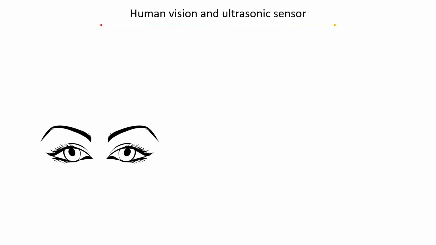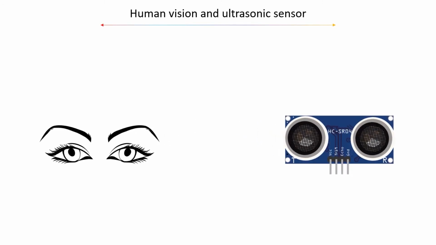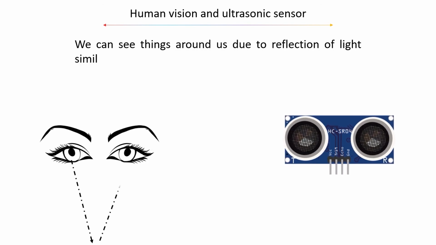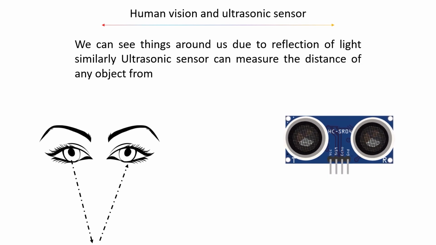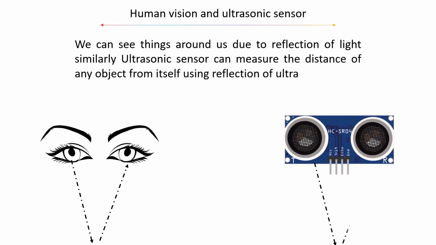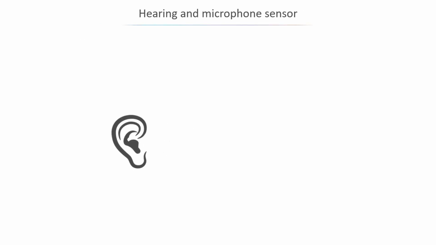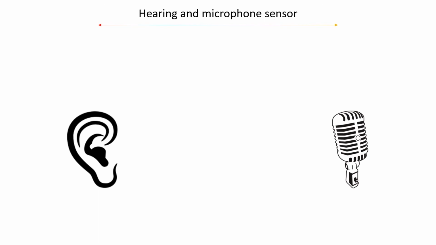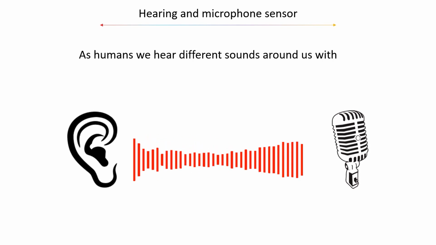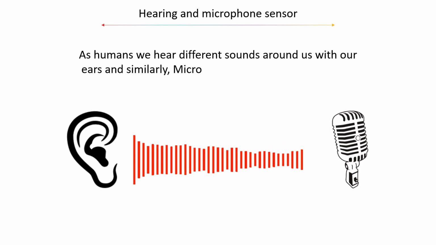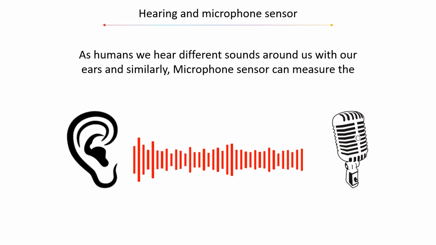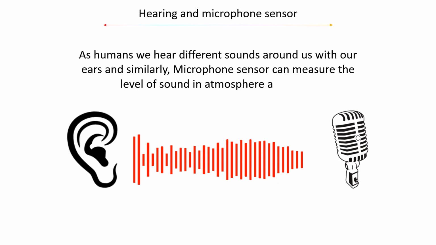Human vision and ultrasonic sensors. We can see things around us due to reflection of light, and in the same way, an ultrasonic sensor can measure the distance of any object from itself using reflection of ultrasonic waves. Human hearing and microphone sensor. As humans, we hear different sounds around us with our ears, and similarly, a microphone sensor can measure the level of sound in the atmosphere around it.